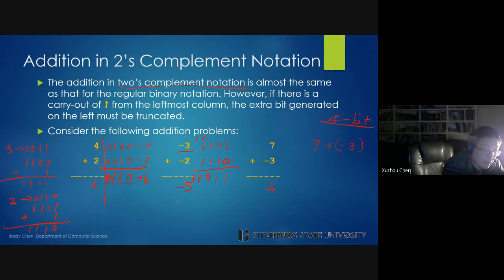Now, this is a trick, because you are trying to represent a number in 2's complement notation using 4 digits. But when you add these two numbers, is your mic turned off?